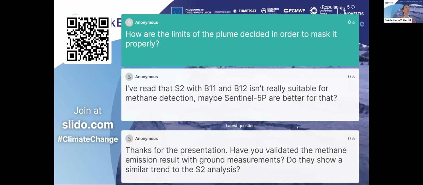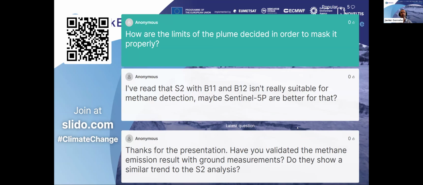Next question, still about the plume. How are the limits of the plume decided in order to mask it properly? So yeah, it is not a single rule, but if we can put a rule of thumb, it is anything that is above 2 sigma of the noise of the enhancement of methane. The most straightforward way is you get the image of methane enhancement, you assume a sparsity, therefore you calculate the standard deviation of that image, and over 2 sigma, you will say that this is what you are going to mask. That would be the straightforward way.